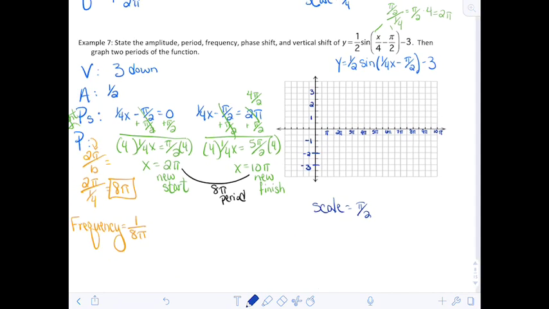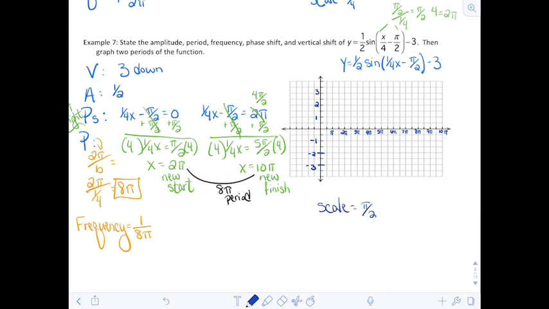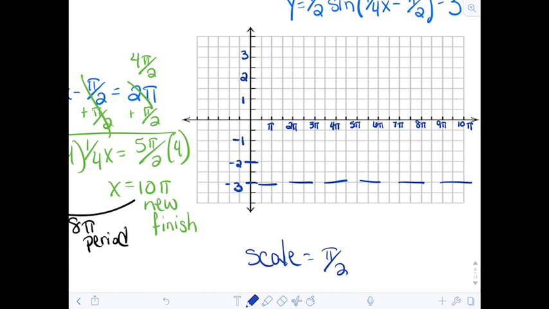And now we're going to make our box. So if I go 3 down, that is my new midline. So down here, that's the middle of my graph. Now I only have half as my amplitude. So since I went by halves, this is going to be the top of my graph. And then the bottom of my graph will be half a unit below. So very narrow.